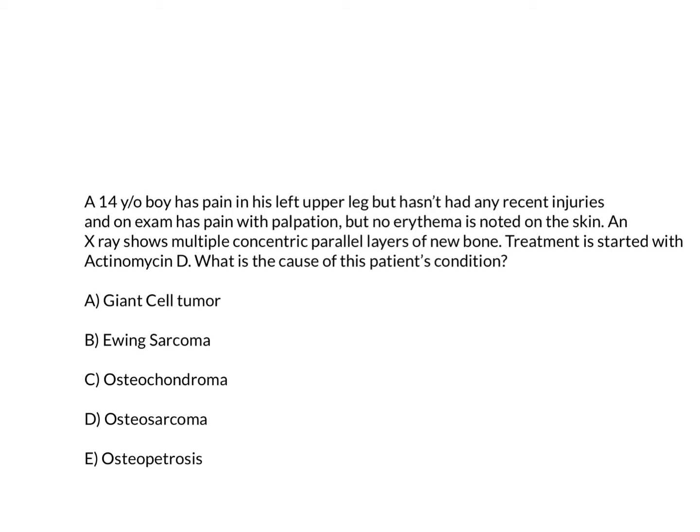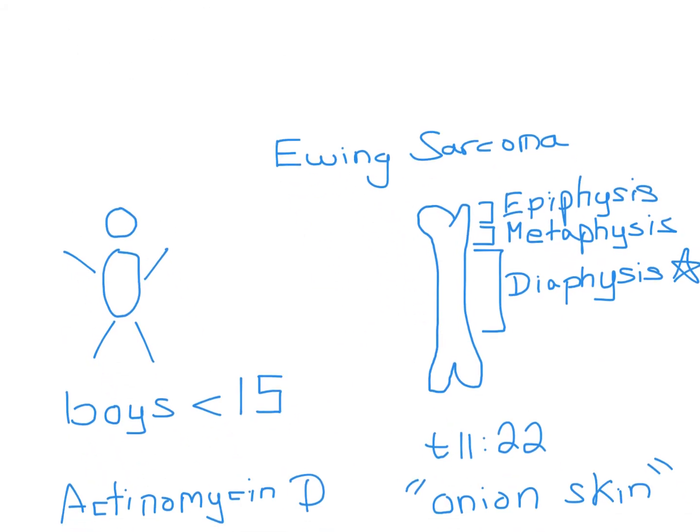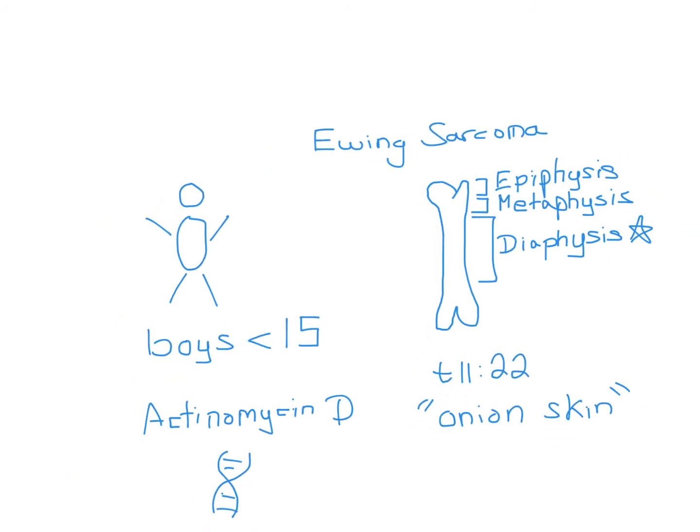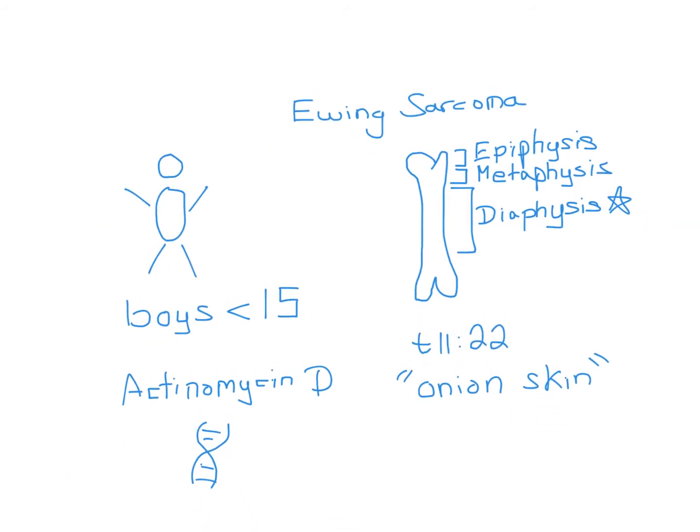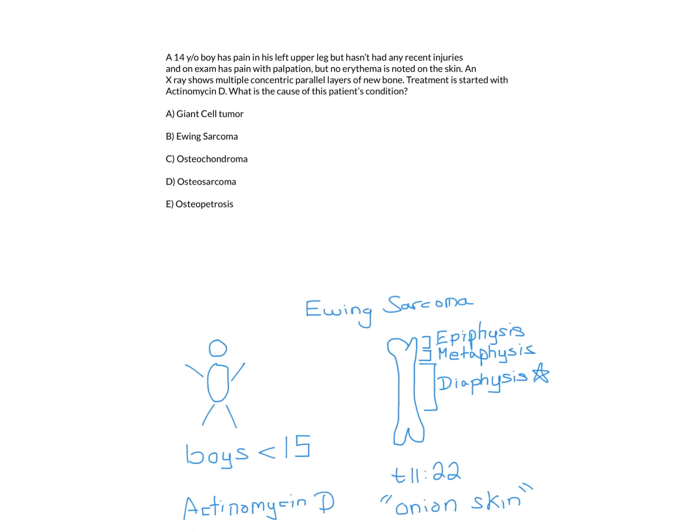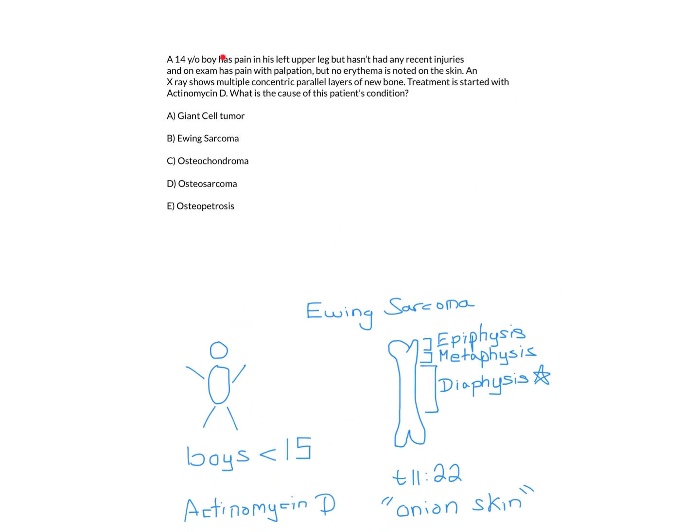Okay, so this is going to be B, Ewing sarcoma, and so let's look a little bit more at that. Ewing sarcoma is a type of cancer that typically occurs in boys less than 15. So in this case, that fit the question because the kid was 14, and it was also a boy, so it fit the demographic. And another thing to know is that it typically occurs in the diaphysis of the bone.